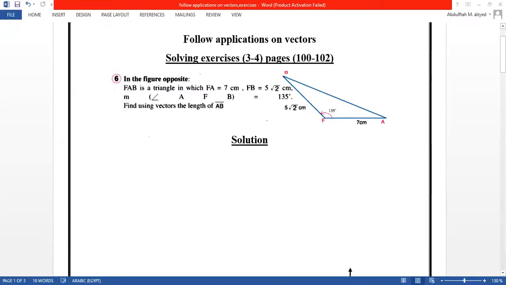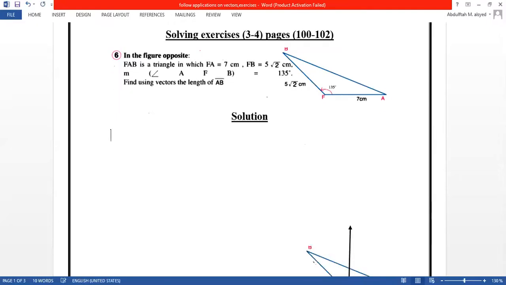This is problem 6, page 101 maybe. In the figure opposite, AB is a triangle in which FA equals 7 centimeters, FB equals 5 square root of 2 centimeters. The measure of the angle AFB is 135 degrees. Find using vectors the length of AB.